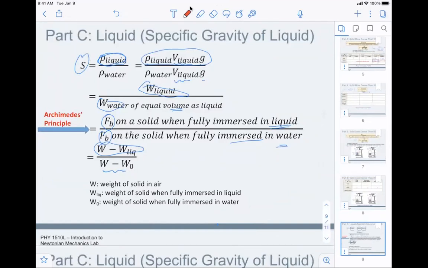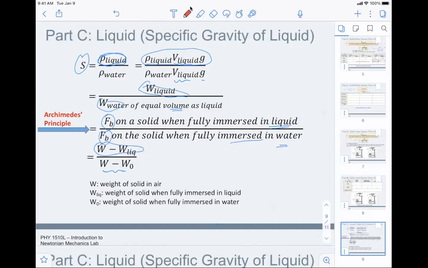So they both will provide a buoyant force on the object. And depending on the density of the liquid, they will provide a different amount of buoyant force, right? So we take advantage of that to help us calculate the specific gravity. So let's take a look at the derivation.